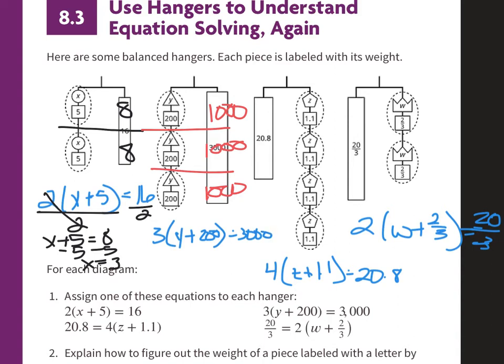So if I were to solve this, divide by 3, which I did, y plus 200 equals 1,000, and then minus 200, and I get y equals 800.